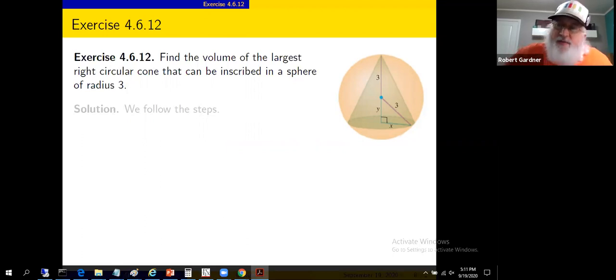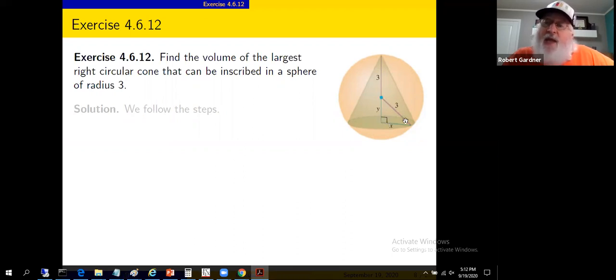Okay, they gave us a picture. They've introduced variables for us. So thanks, Thomas's Calculus. In this right circular cone, they've labeled the radius of the cone as x. And they've labeled this distance y. So the height of the cone will be y plus 3. And they've also very suggestively introduced a right angle here.